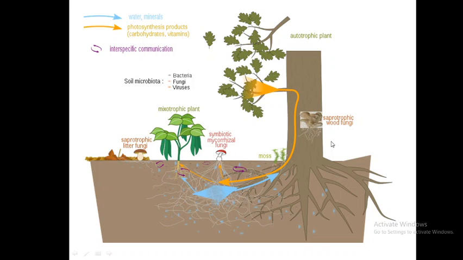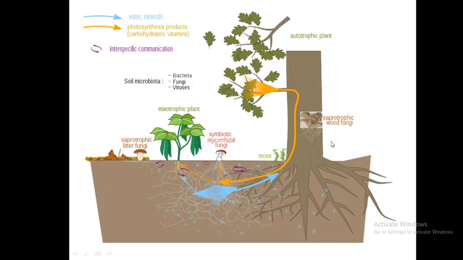First, endomycorrhiza. Second, ectomycorrhiza, and third, ectendomycorrhiza. The first, endomycorrhiza.